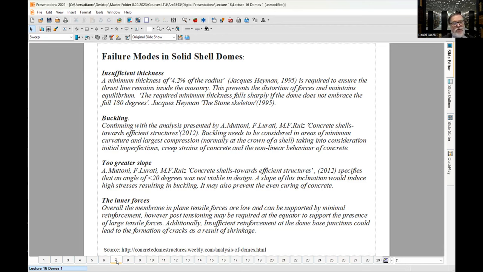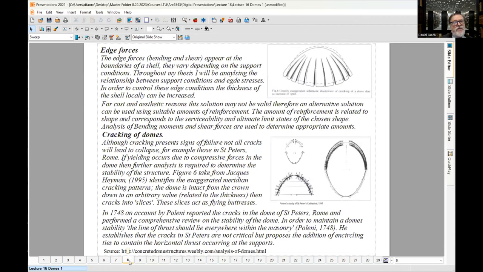The internal forces, overall, the membrane and plane tensile forces are low. They can be supported by minimal reinforcement, but there are cases where some of these elements can be overburdened, or there's too much force going on, and these can cause cracking. Generally, these are concrete dome surfaces.